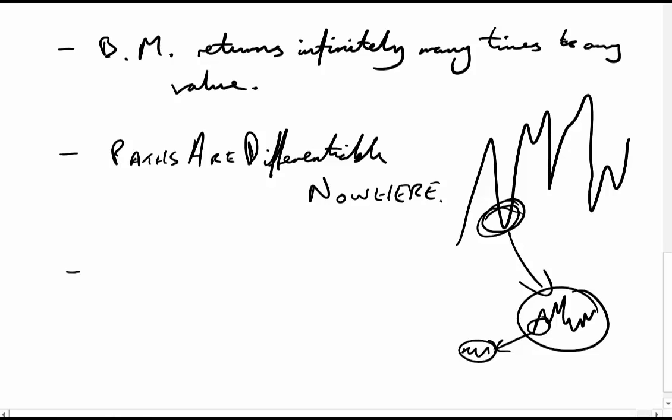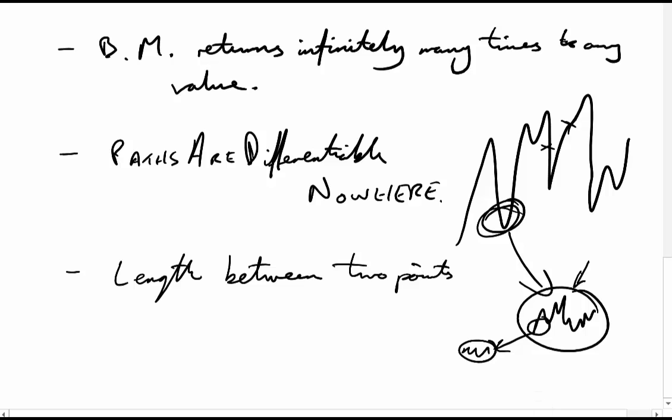We've also got a few more interesting properties. If you have a path, and say we choose two points in this path, let's say we choose that point, and that point. Because we can keep zooming in an infinite number of times and we've still got this jagged motion going on, there'll be an infinite length between any two points in the path. So the length between two points on this Brownian motion path is infinite.